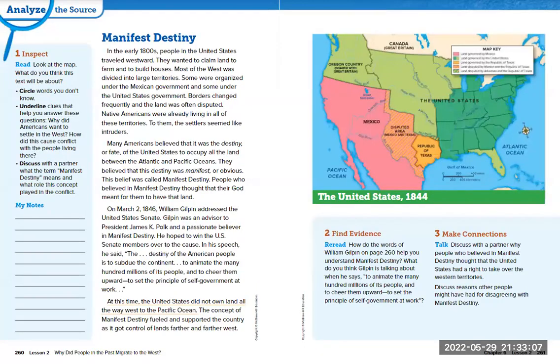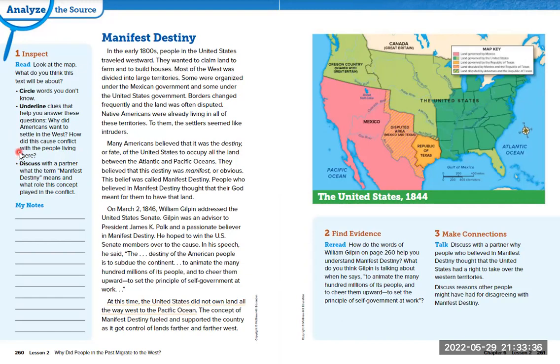So the first thing we need to do is look at what it wants us to do. We can look over here where it says inspect. We're going to be looking at the map and reading the text on the map. We're going to be circling words inside this text for words that you don't know. Later, you're going to be underlining clues to help you answer these questions. Why did Americans want to settle in the West? How did this cause conflict with the people living there?